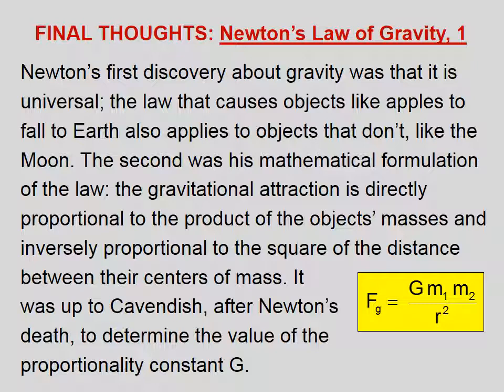It was up to Cavendish, after Newton's death, to determine the value of the proportionality constant G. So Cavendish turned Newton's proportion into an equality, which you see here in yellow.